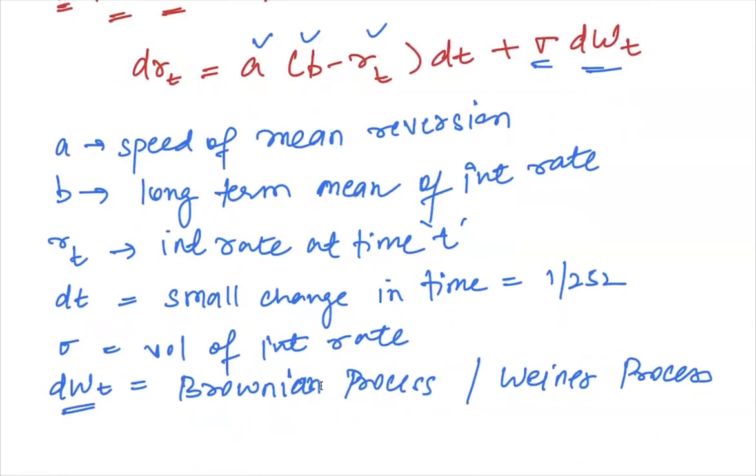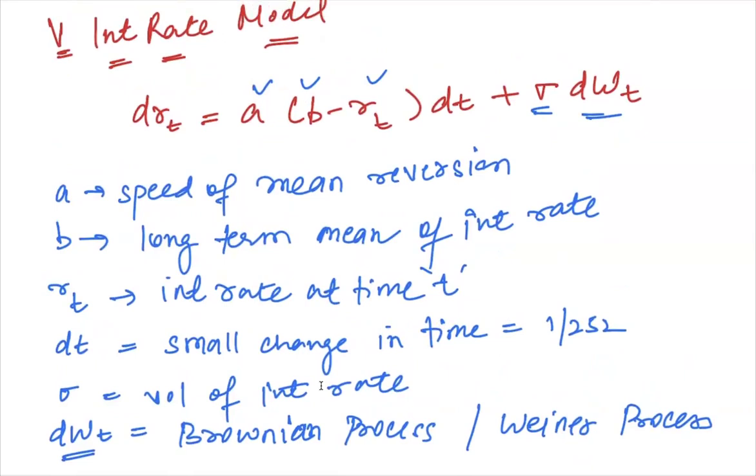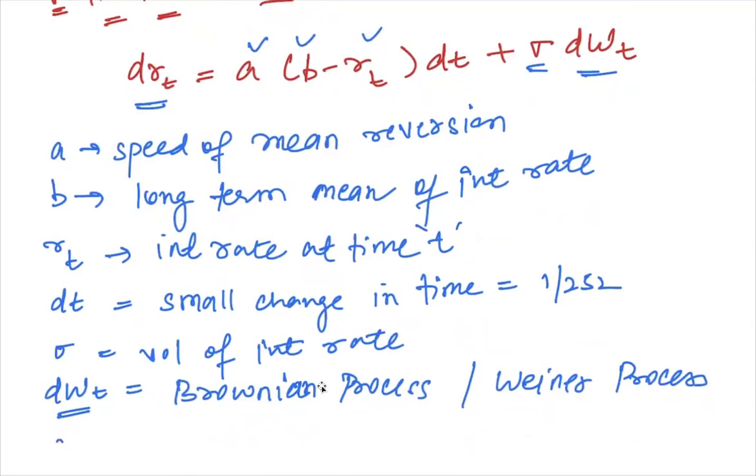Why do we use DWT? So that it can be used to model the randomness that we see in the interest rate. Why do we see the random fluctuation of the interest rate? Because there can be multiple reasons: economic changes, policy changes, or any unexpected behavior that you see in the market. There are a lot of reasons. The last component left is DRT, which is nothing but the change in interest rate, right?